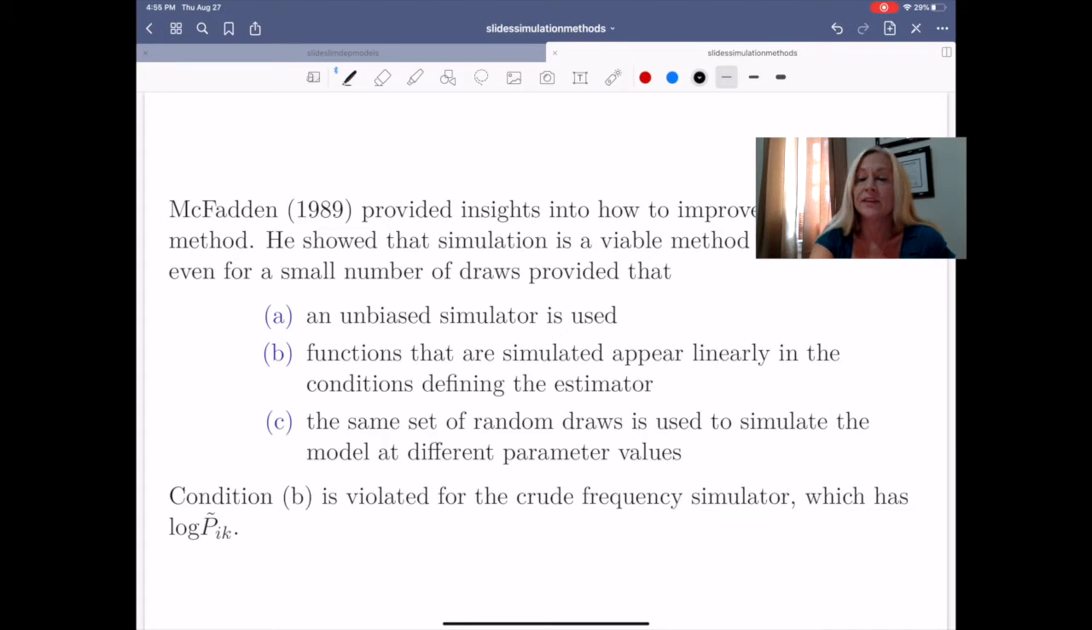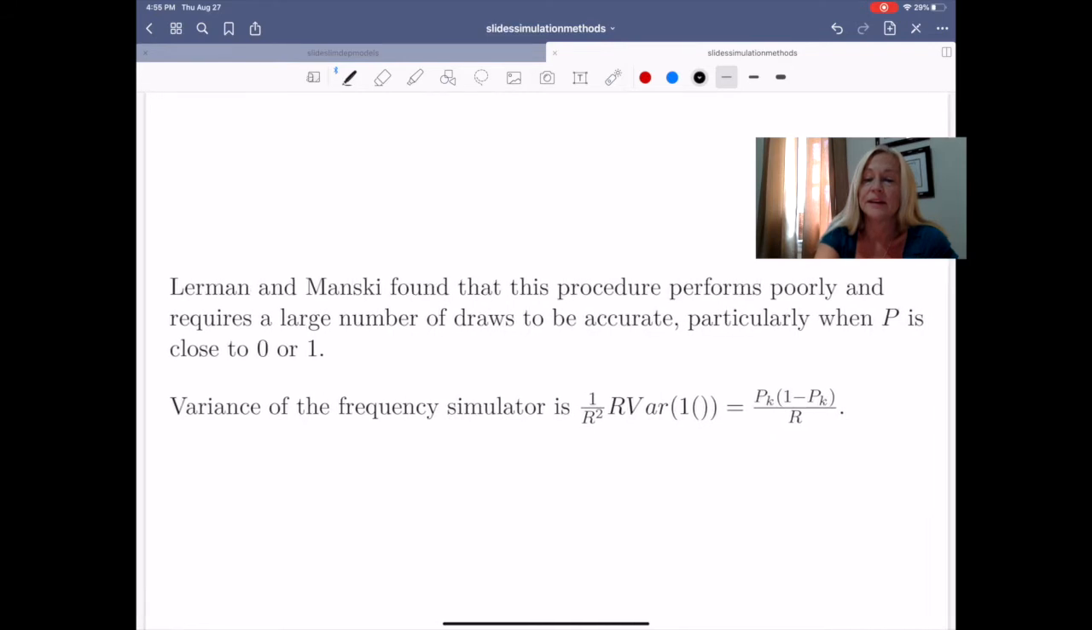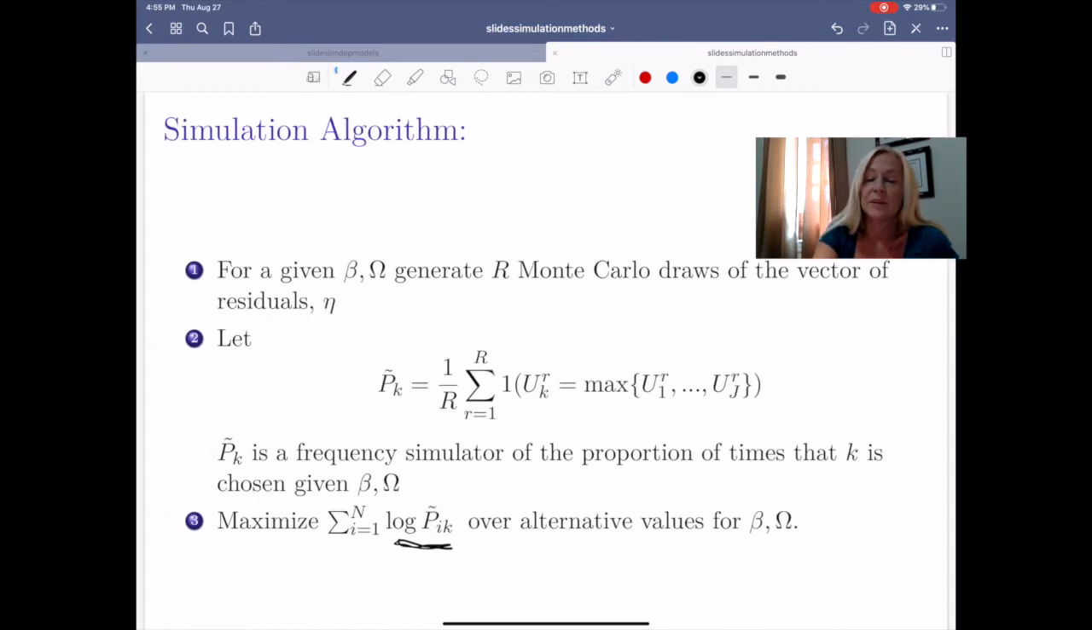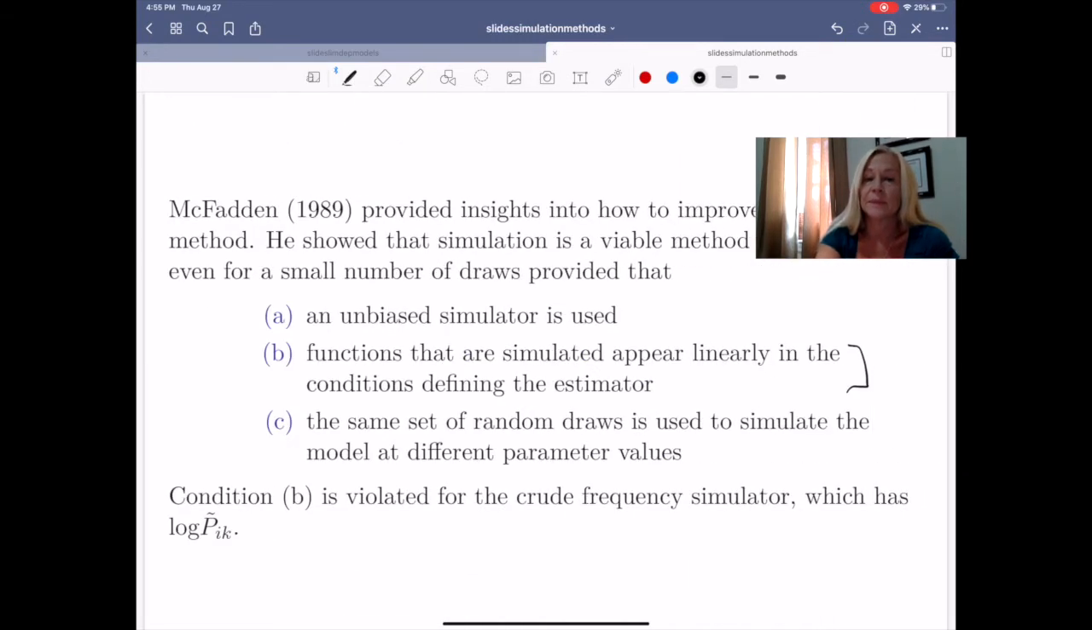But also, the functions to be simulated must appear linearly in the conditions defining the estimator. This is not satisfied here because the functions to be simulated involve log P; you don't have P in the conditions defining the estimator. And the other condition is that the same set of random draws is used to simulate the model at different parameter values. I'll describe what this means exactly. But condition B is violated for the crude frequency simulator.